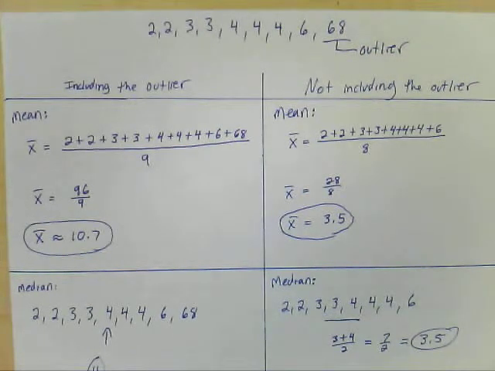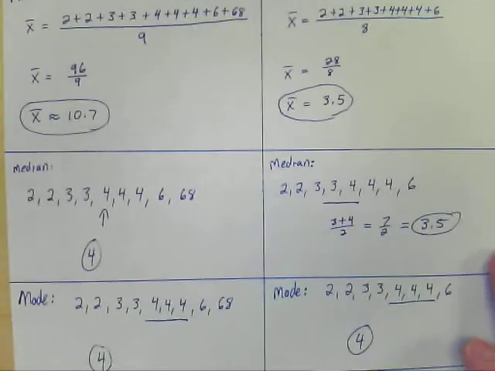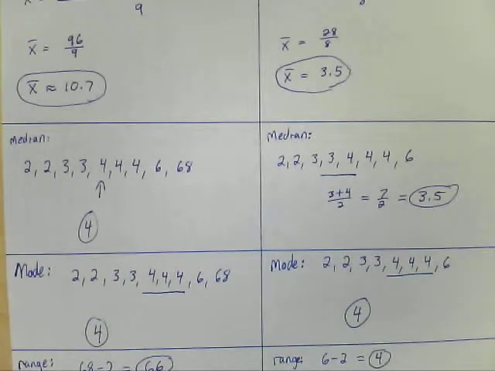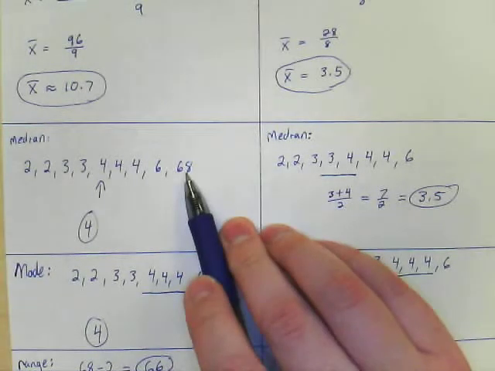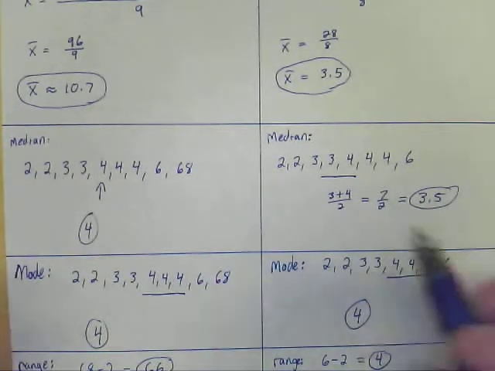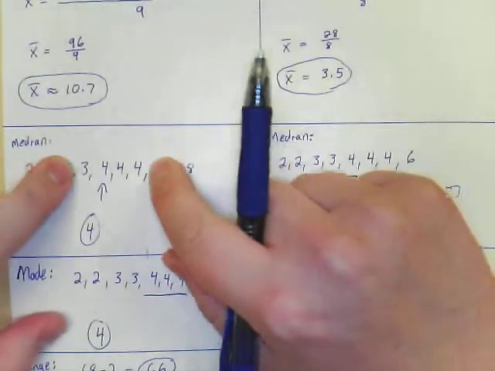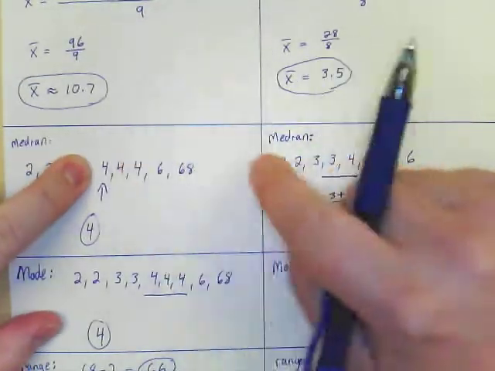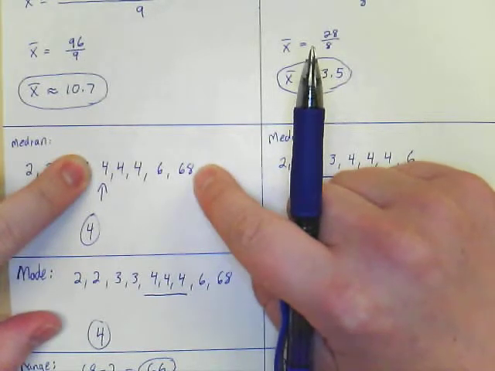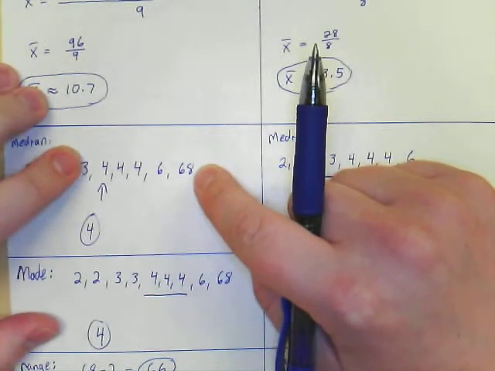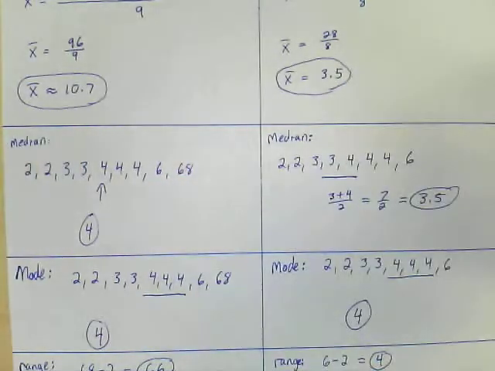Now the median is affected a little bit, but not by much. Since the median just looks at the very center number, it doesn't matter how big the numbers are. So 68 being so much bigger than the other numbers really does not have an effect on the median other than whether or not it's there. If we're going in from the outside, looking for the center number, it's not really affected. If this were 1,000 or 1,000,000 or 1,000,000,000, it wouldn't change the median. The median is just the middle number, regardless of what the actual numbers are.